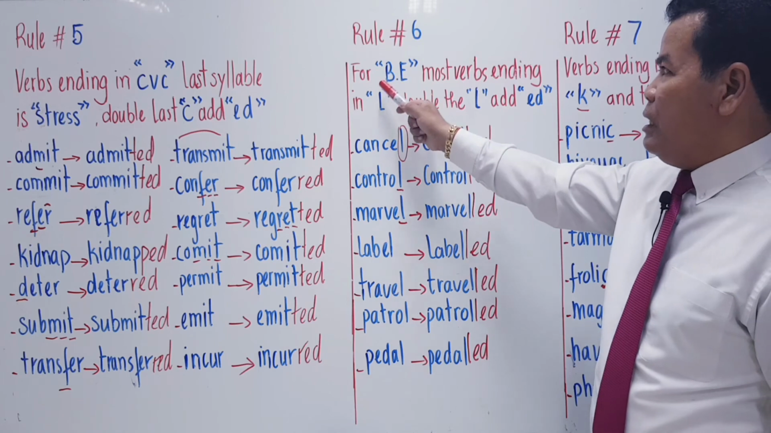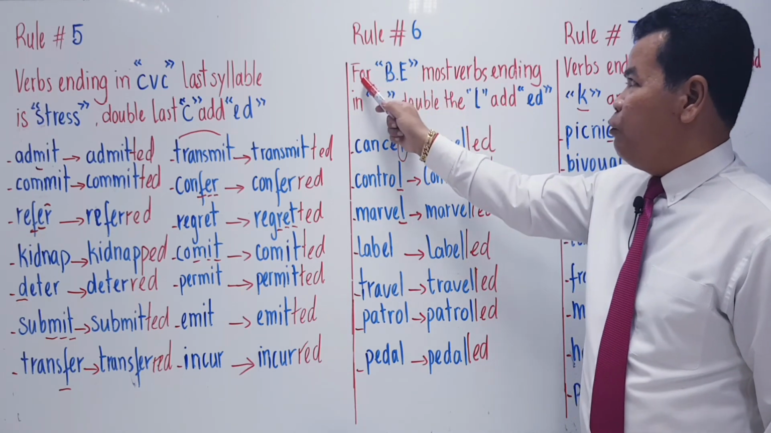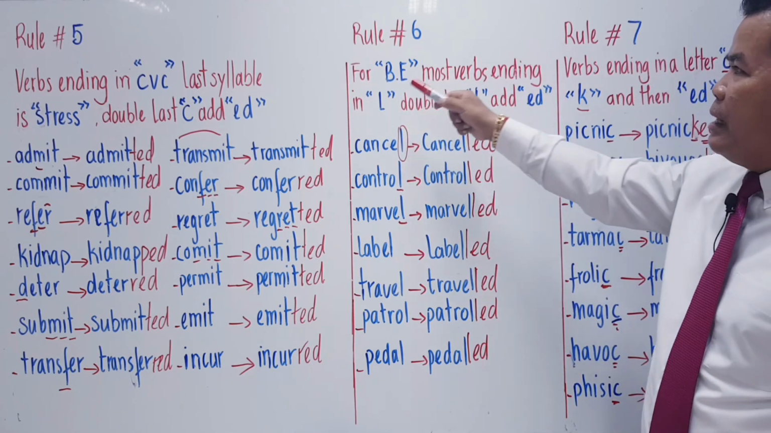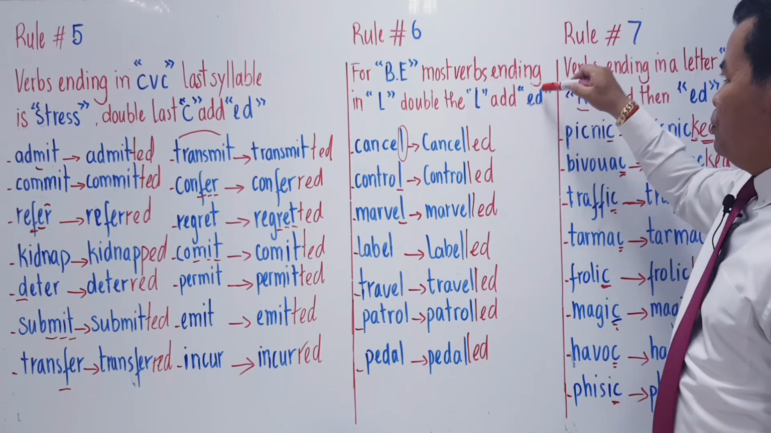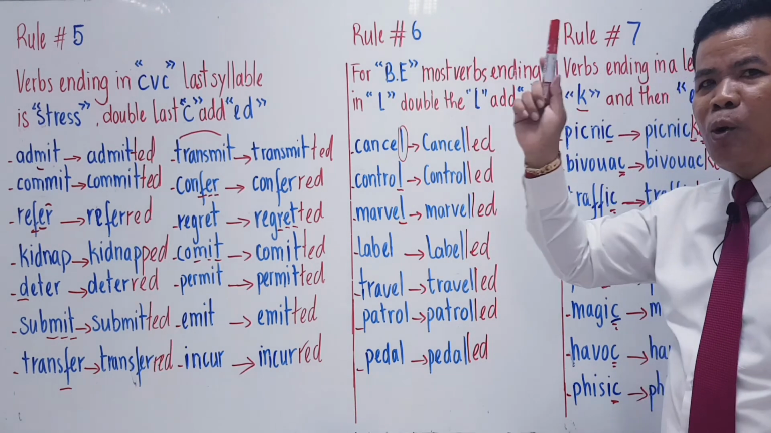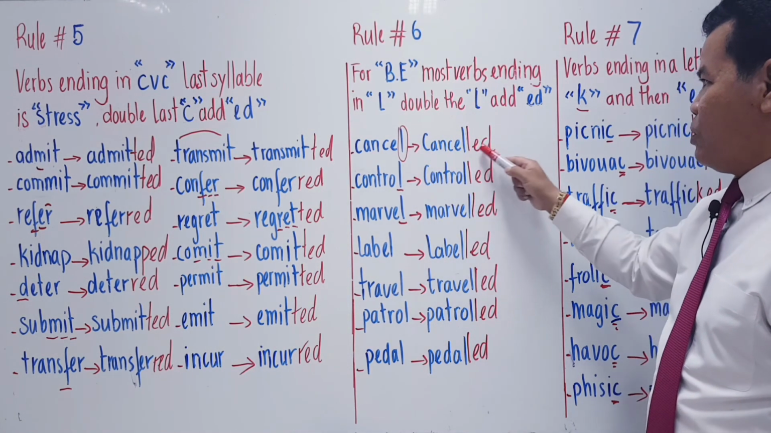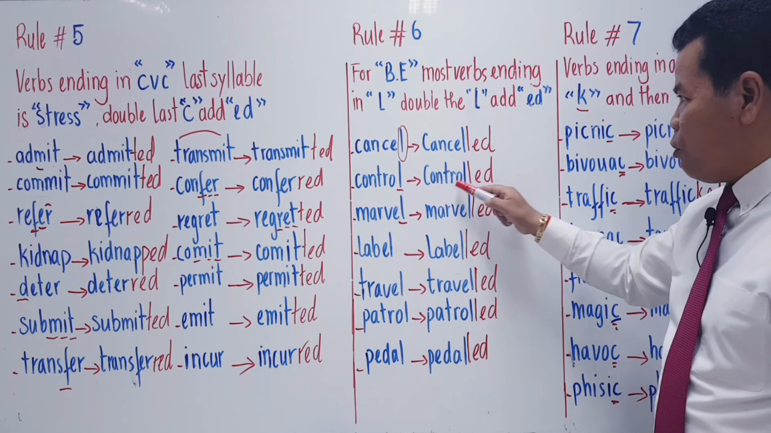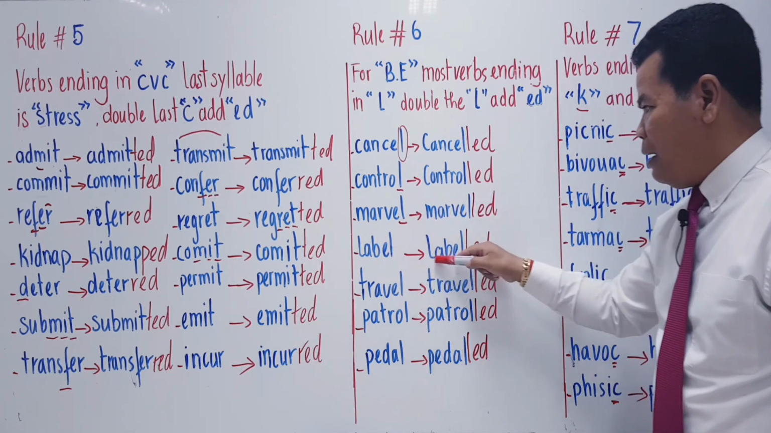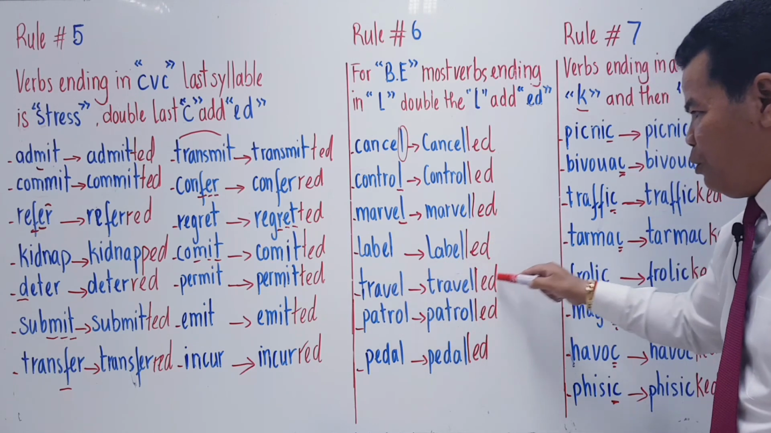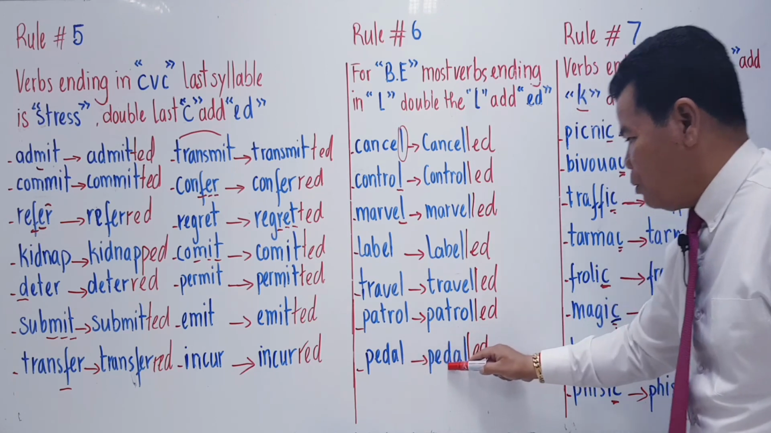Rule number 6. For the BE, as I normally told you, BE stands for British English. For BE, most verbs ending in a single L, before adding ED to the verb, we have to double one more L. Okay? So we have cancel, cancelled. Control, controlled. Marvel, marvelled. Level, levelled. Travel, travelled. Petrol, petrolled. Pedal, pedalled.